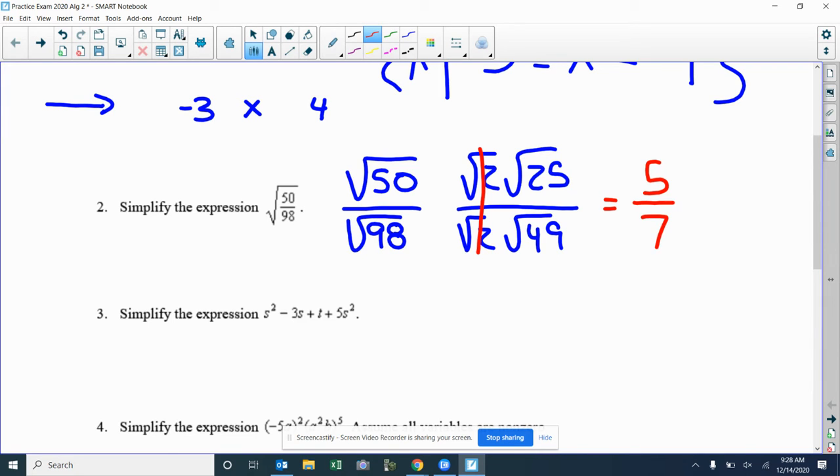So we have a fraction radical. We've simplified radicals all year long. For sets of 2, I found perfect squares. That would be 2 times 5 times 5. The bottom would be 2 times 7 times 7. Take sets of pairs out, or you can look for those perfect squares. Everybody okay on number 2? Very good.